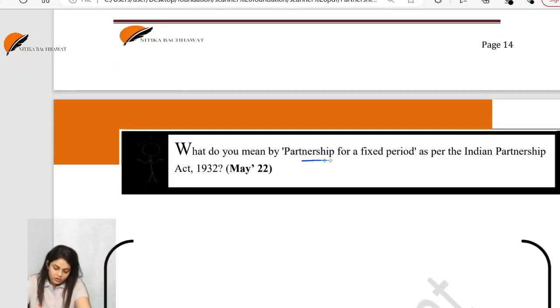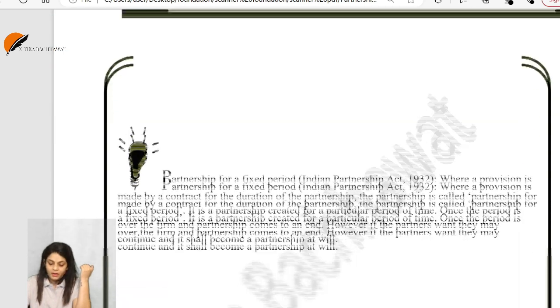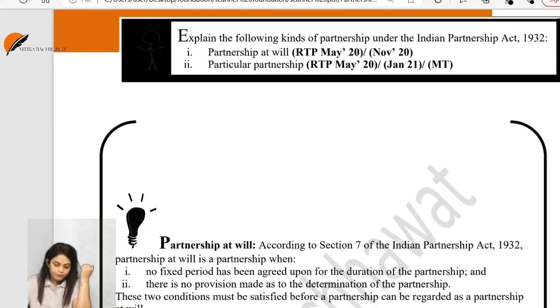What do you mean by partnership for a fixed period? A partnership which is formed for a specified period of time. Once the period is over, the firm is dissolved. But if the partners want, they may continue. And if they continue, it becomes a partnership at will.